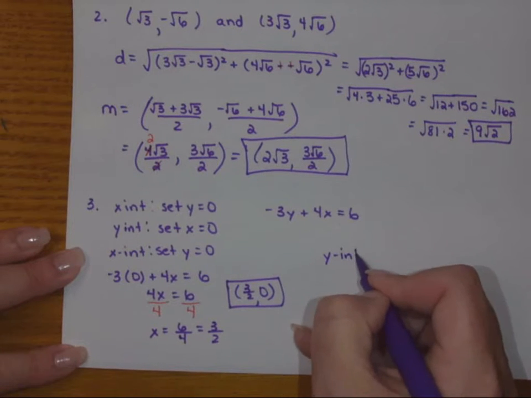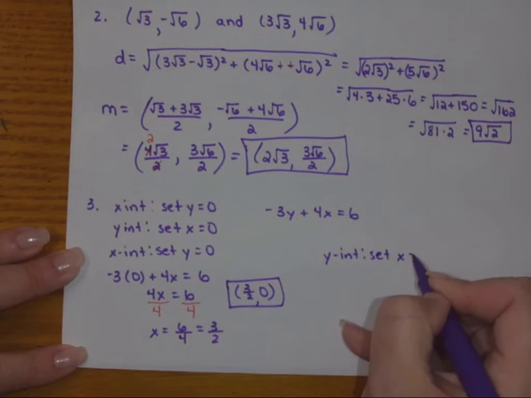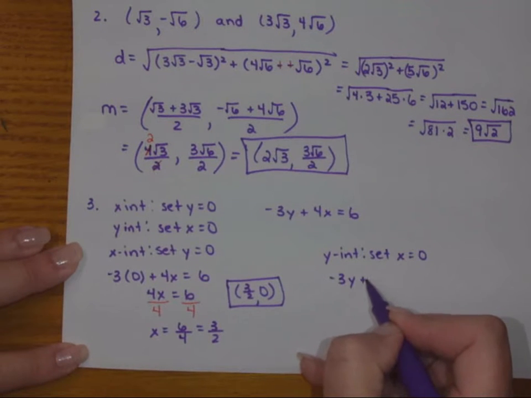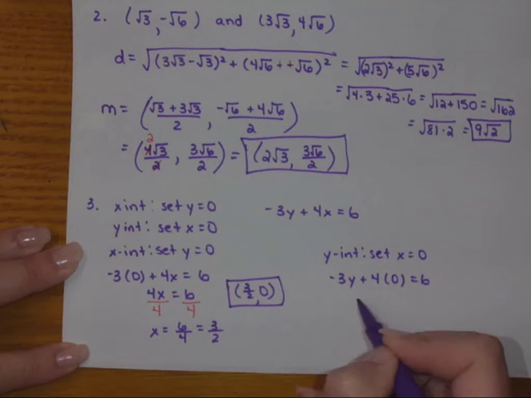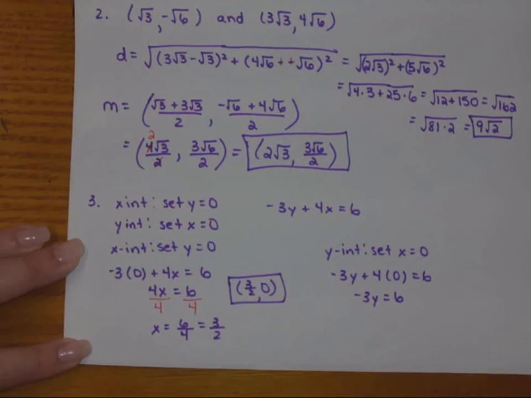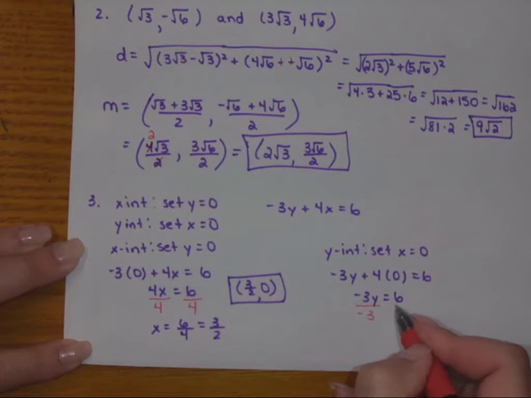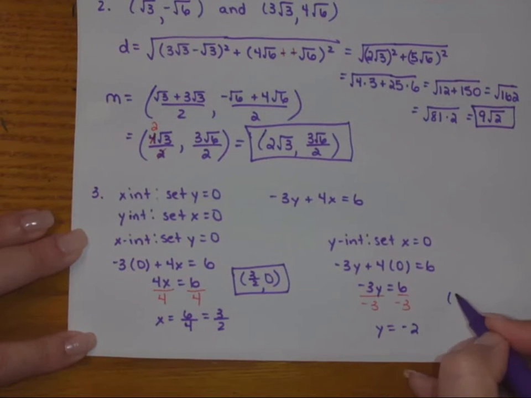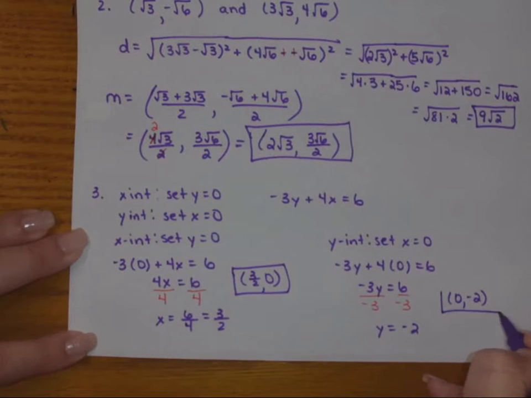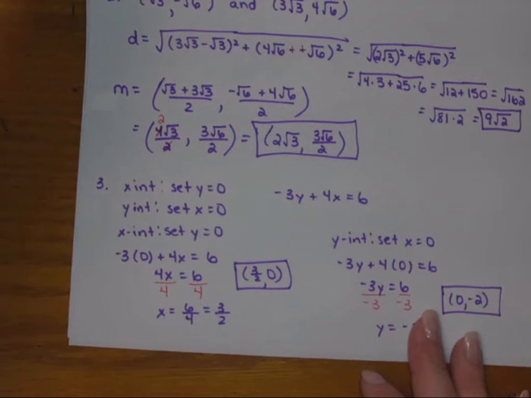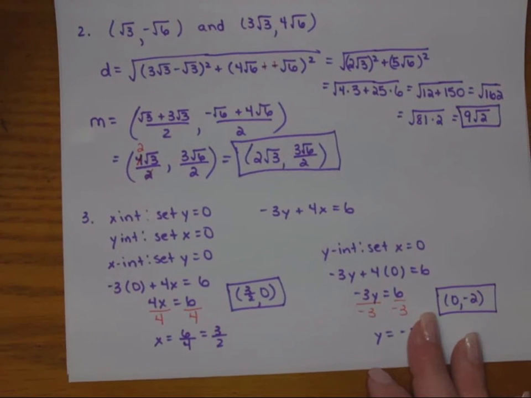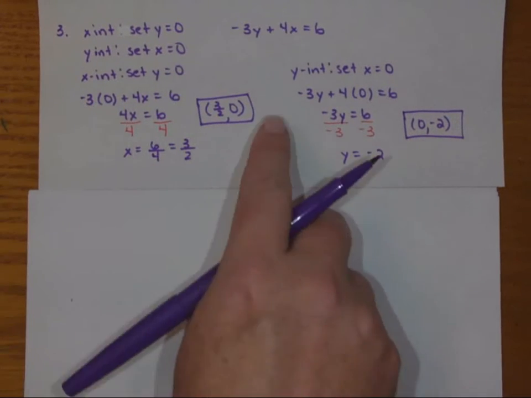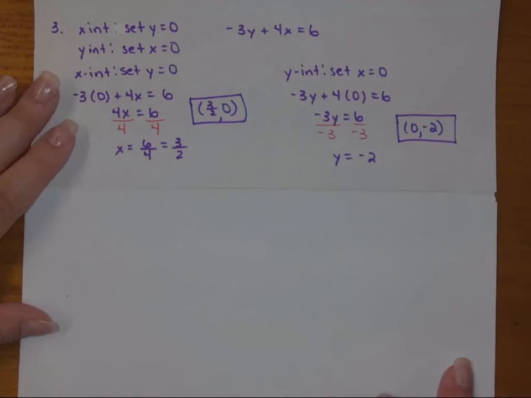For the y-intercept, we're going to set x equal to 0. So we're going to have negative 3y plus 4 times 0 equals 6. So negative 3y equals 6. And then we'll divide both sides by negative 3. So y is equal to negative 2. So this is the point 0 comma negative 2. Notice this was a linear equation, so we would expect that there would only be one of each x and y intercept, okay?